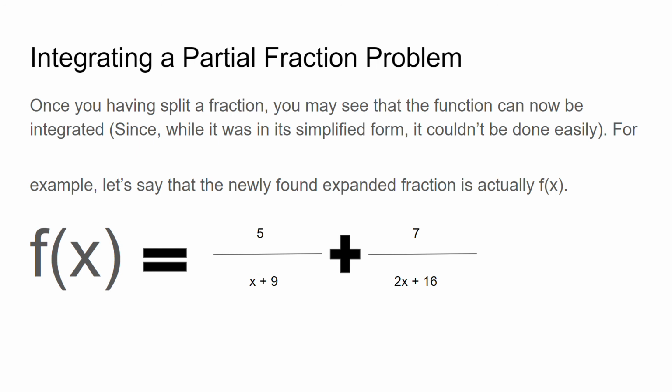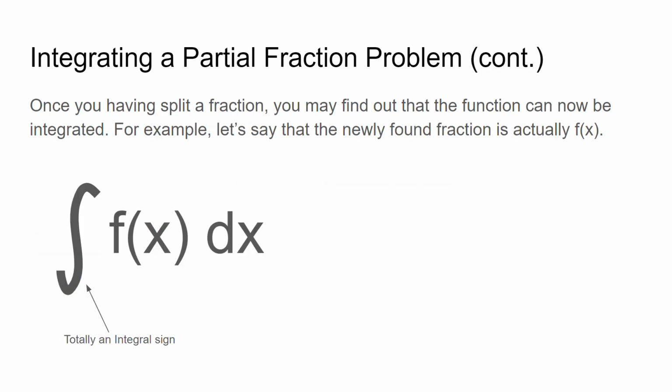Using the addition rule of integration, if you just take the integral of f of x, there are two added terms. In this case, we see the two added terms, 5 over x plus 9 and 7 over 2x plus 16. So you take the integral of each of them. You can do that due to the integration rule of addition. And you can see right here, there's my attempt at drawing an integral sign on Google Slides. So, you can laugh at that in the comments if you want.